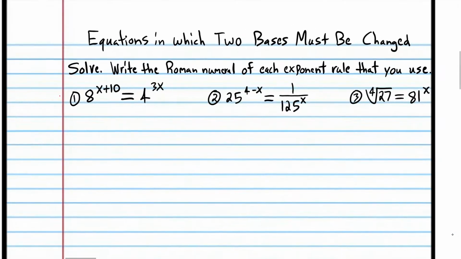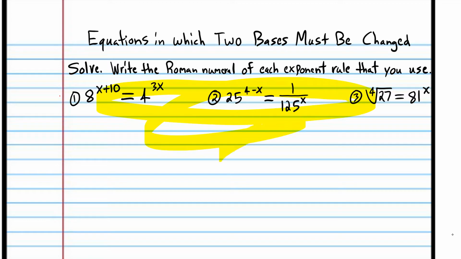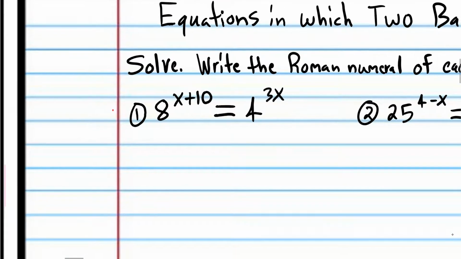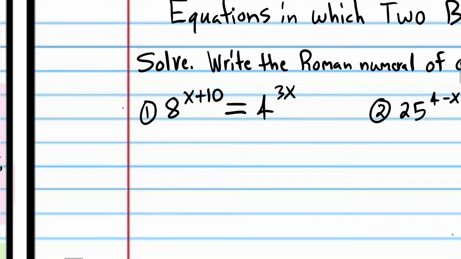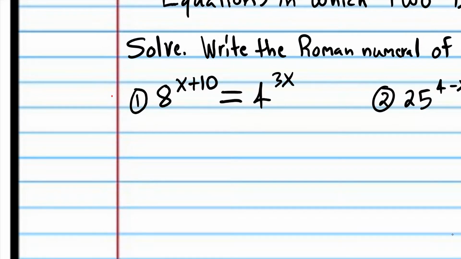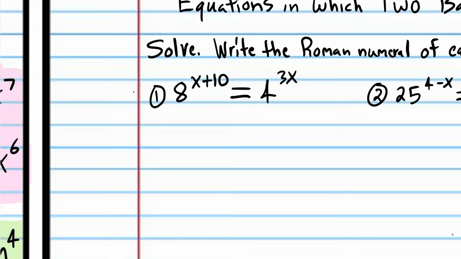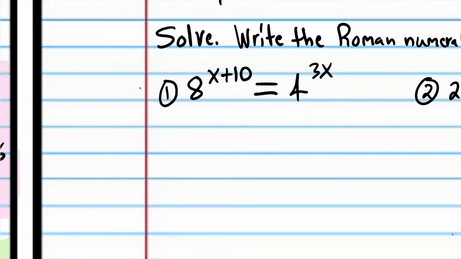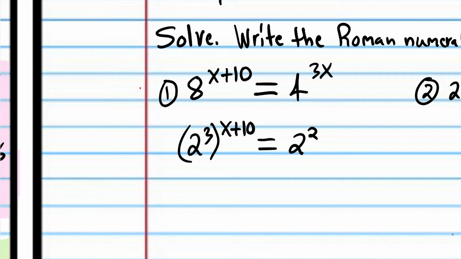Now in the previous class, we learned how to solve exponential equations like these, but with these problems, we're going to have to change bases on both sides of the equation. We want to get the same base on both sides, and we can't change base 8 to base 4, and we can't change base 4 to base 8. So we have to change both bases. I'm going to change 8 to 2 to the third power, and 4 to 2 to the second power.